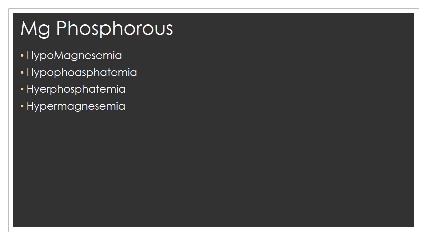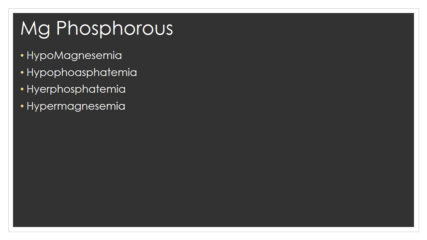Because unless you correct magnesium, the calcium may not get corrected. Unless you correct magnesium, the potassium may not get corrected. So it's necessary to correct this before correcting the other electrolytes. Hypermagnesemia is rarely seen.